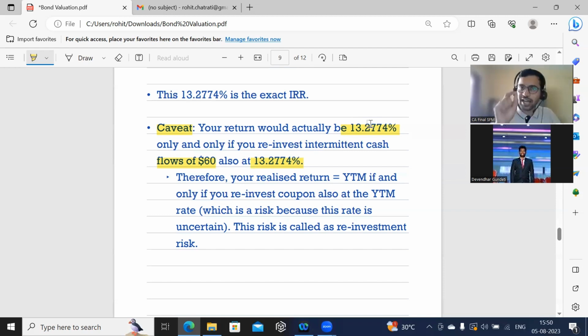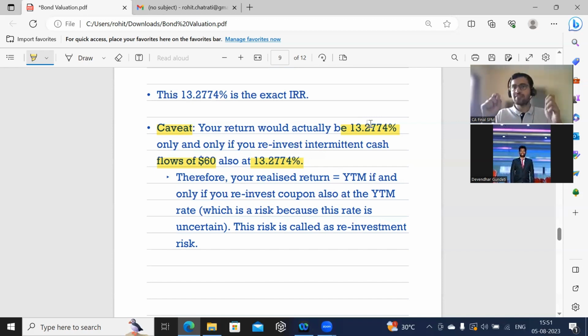For your actual return to be 13.27 percentage, this $120 that you received should also be reinvested at 13.27. Similarly, at the end of year two, you're again going to be receiving $120. That $120 should again be reinvested at 13.27 percentage.